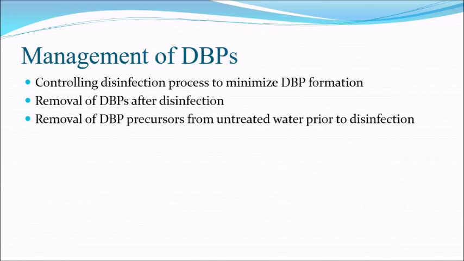In the management of DBPs, there are 3 possible strategies, these being: 1. Controlling the disinfection process to minimize DBP formation. This may be achieved by selection of optimal disinfectant dose or strict management of the disinfection method. 2. Removal of DBPs after disinfection. 3. Removal of DBP precursors from untreated water prior to disinfection.